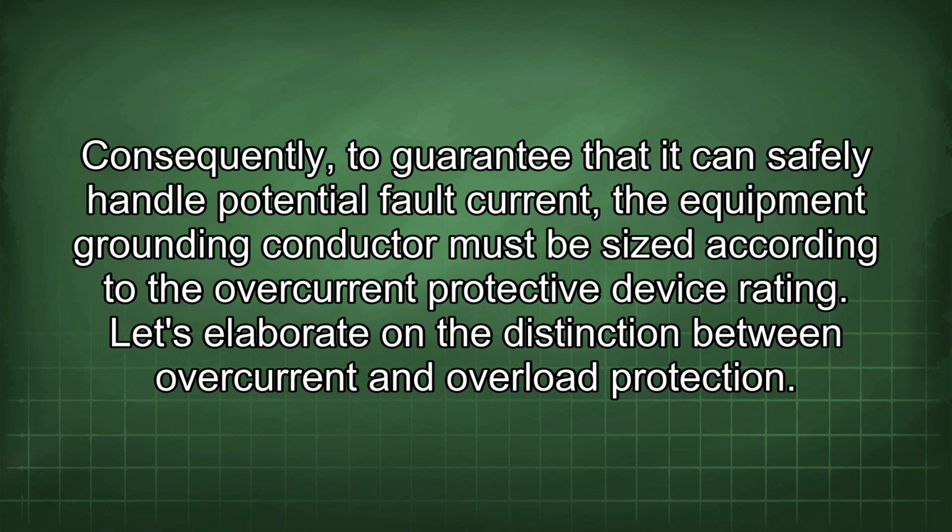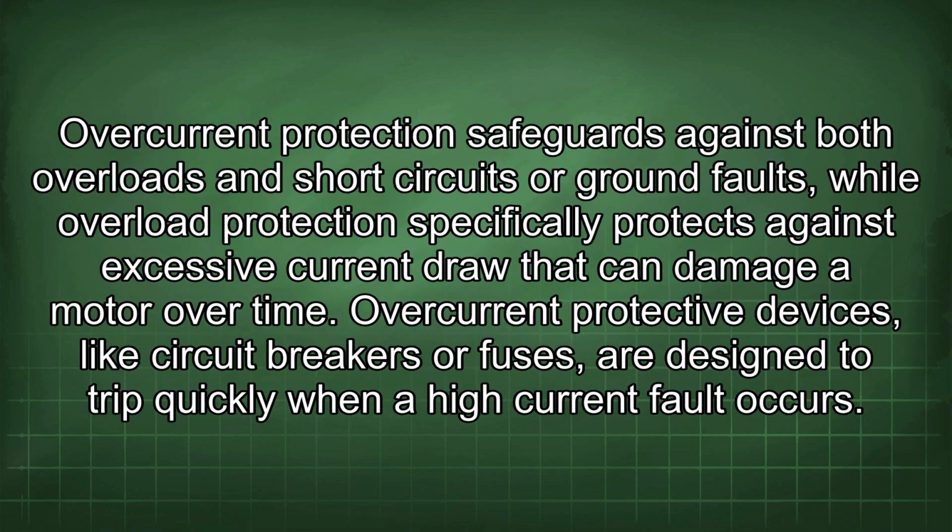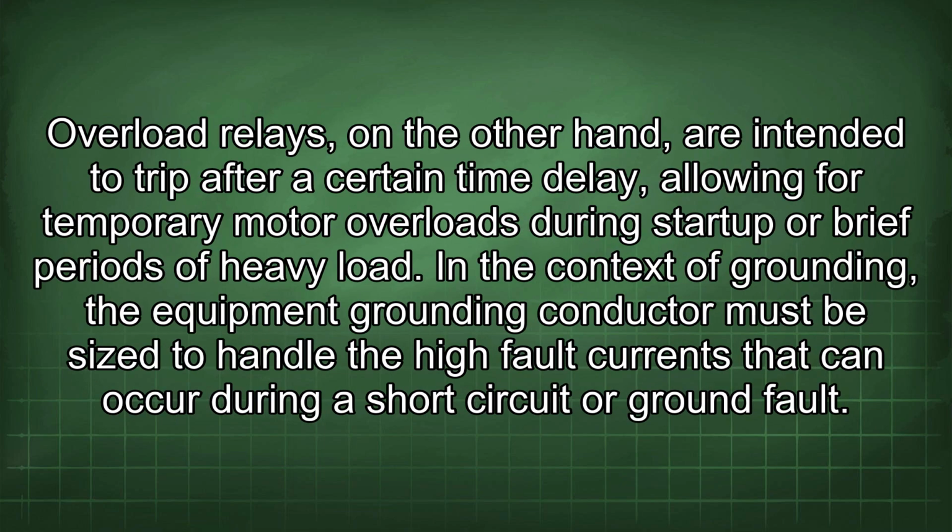Let's elaborate on the distinction between overcurrent and overload protection. Overcurrent protection safeguards against both overloads and short circuits or ground faults, while overload protection specifically protects against excessive current draw that can damage a motor over time. Overcurrent protective devices, like circuit breakers or fuses, are designed to trip quickly when a high current fault occurs. Overload relays, on the other hand, are intended to trip after a certain time delay, allowing for temporary motor overloads during startup or brief periods of heavy load.